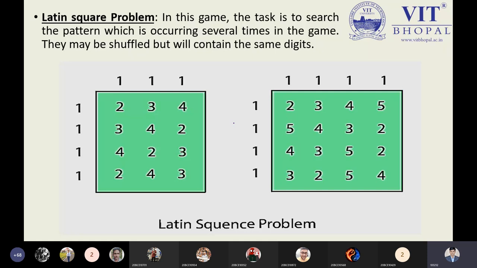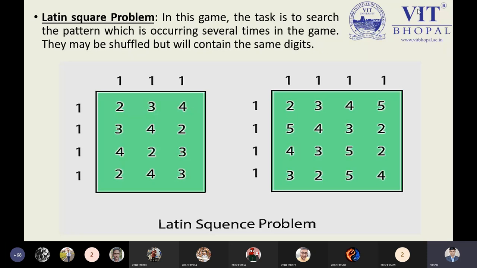So, Latin square problem. In this game, everything is written. In this game, the task is to search the pattern which is occurring several times in the game, so that it may be shuffled but will contain the same digits. Yes, can anyone explain this problem? Whatever problems I've shown, we are familiar with. But here we are seeing an unfamiliar Latin square problem. So just see the image or read some points and tell me. Yes, tell me. Who is telling? Sir, maybe one number can only appear once in a row.